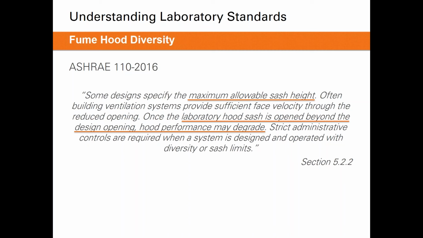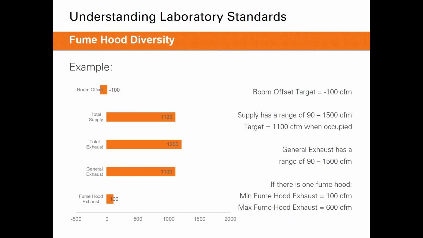So if we go through an example of fume hood diversity here, what we have on screen is a sample room where we're trying to maintain a 100 CFM room offset target at all times. Now our supply has a range of 90 to 1500 CFM, and when that room is occupied, we're going to try to maintain that room at 1100 CFM at all times. So that's indicated here on the left side of the screen. We can see our room offset of negative 100 and our total supply airflow of 1100 CFM.